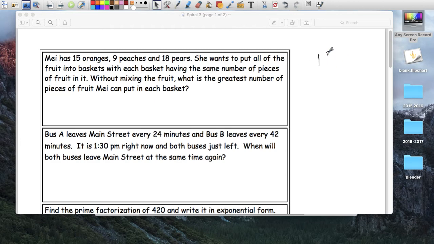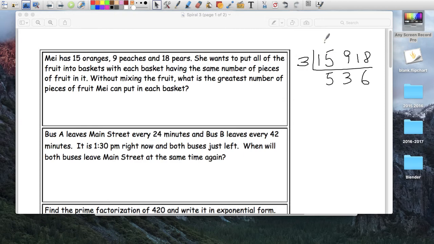15, 9, and 18. It's the greatest common factor, so 3 goes into 15 5 times, 3 goes into 9 3 times, and 3 goes into 18 6 times. So remember, this one's a little bit backwards. If I understand this question correctly, without mixing the fruit, the baskets are not going to be mixed.